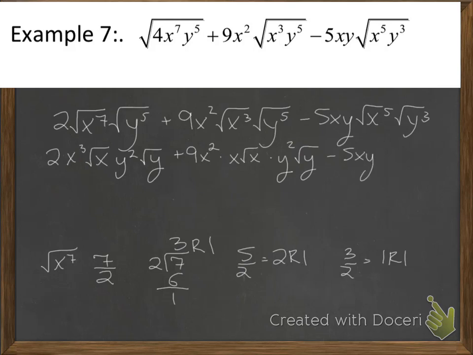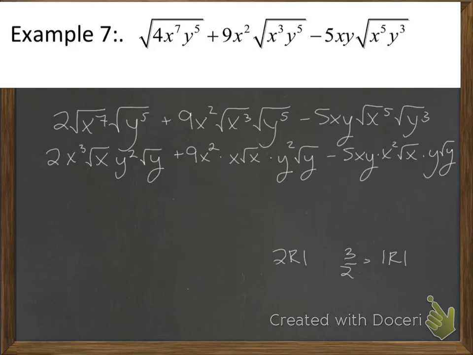So then we have minus 5xy. We already did the square root of x to the 5th. Well, we did the square root of y to the 5th. Same thing. So we have x squared times the square root of x. And then we have y squared times the square root of y. Okay? So if that is unfamiliar to you or confusing, please go back and watch some of the previous videos where I take much more time with that process.